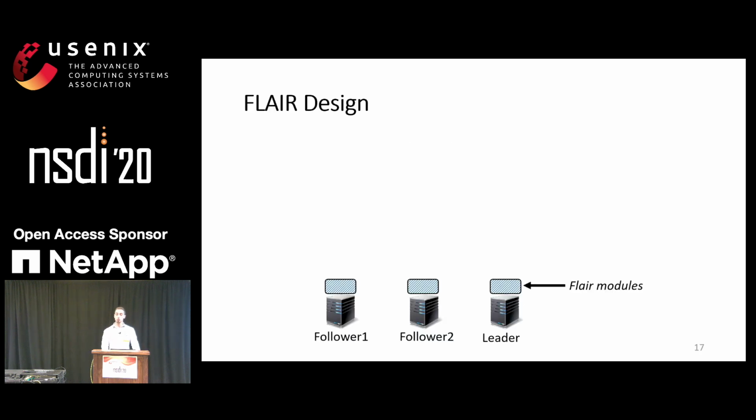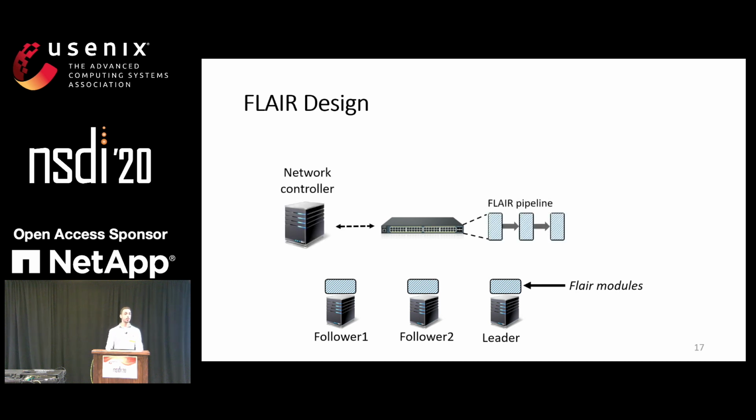This diagram shows FLAIR design. In this diagram, let's assume that we have one leader and two followers. And as we mentioned earlier, FLAIR works on top of a leader-based consensus protocol. So in this diagram, all of these replicas are actually running the FLAIR module on top of them. FLAIR requires a programmable switch that is running the FLAIR pipeline. Also, FLAIR requires a network controller that steers FLAIR's packets into this programmable switch.